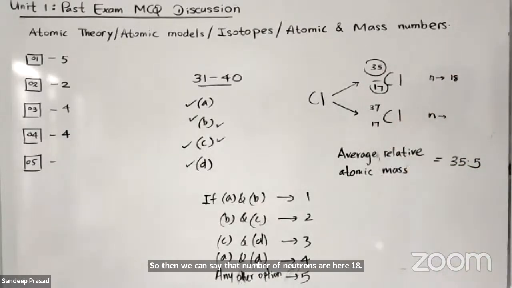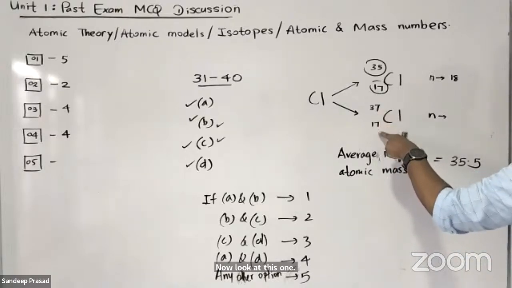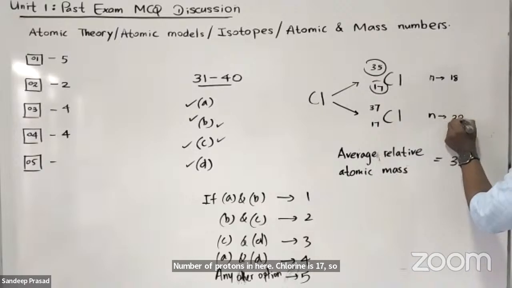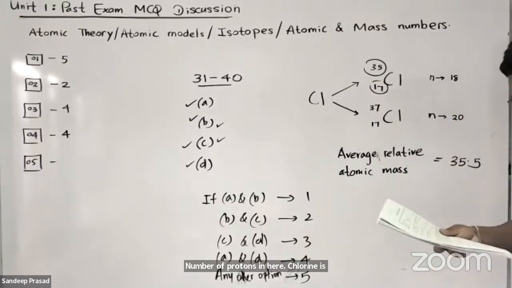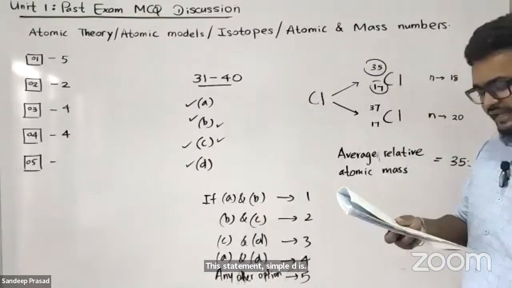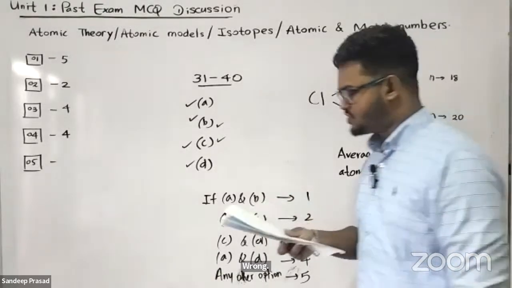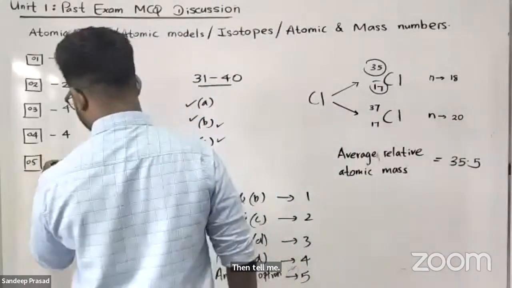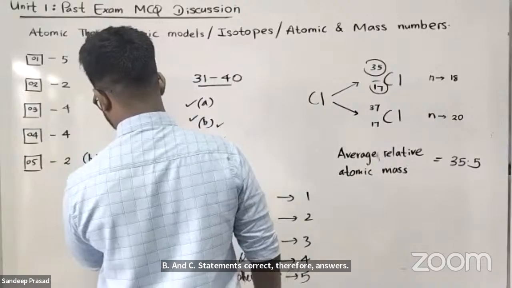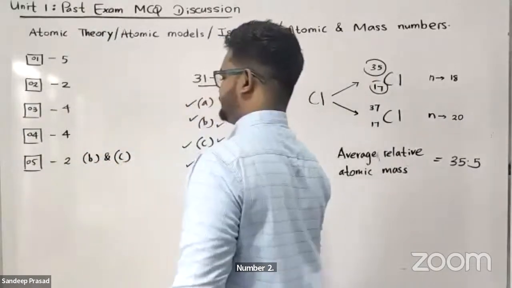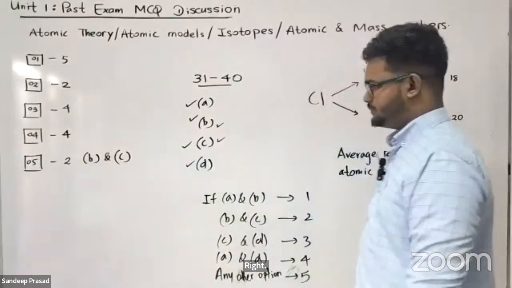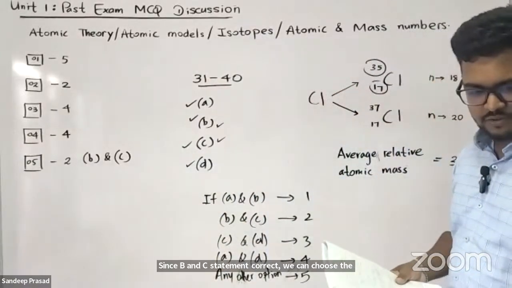Here you can see that the number of protons in chlorine is 17. So when you take the difference, the answer will be 20. Therefore, statement D is wrong. So in question number 5, statements B and C are correct. Therefore, the answer is number 2. Since B and C statements are correct, we can choose this answer number. This is the way that we have to choose the answers.